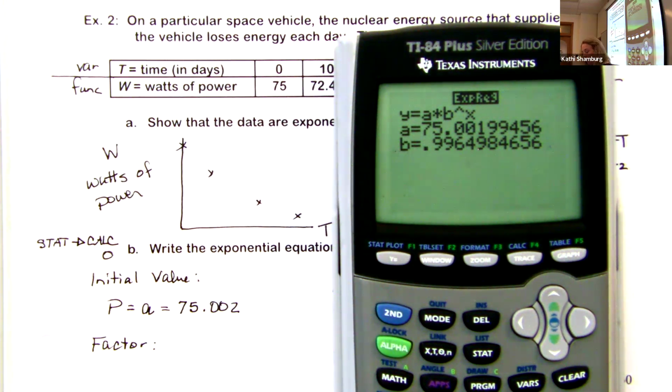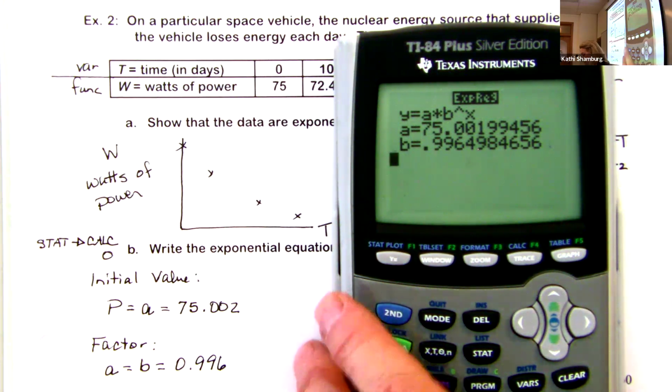The factor, now we already talked about, the table showed us decreasing in decay, so it definitely makes sense that our factor A that the calculator calls B is the number 0.996 that is smaller than 1. So all that stuff lines up.